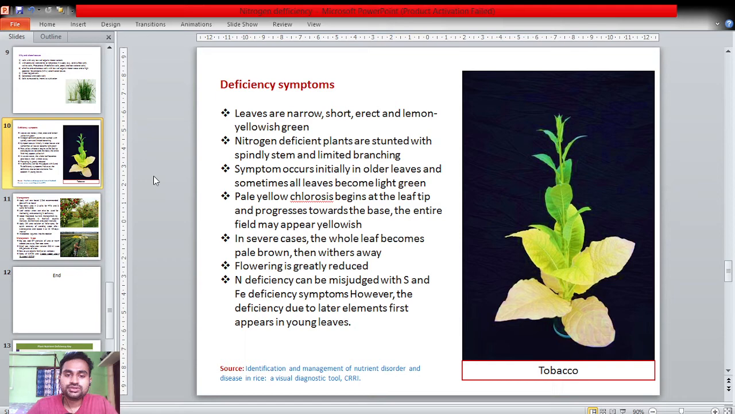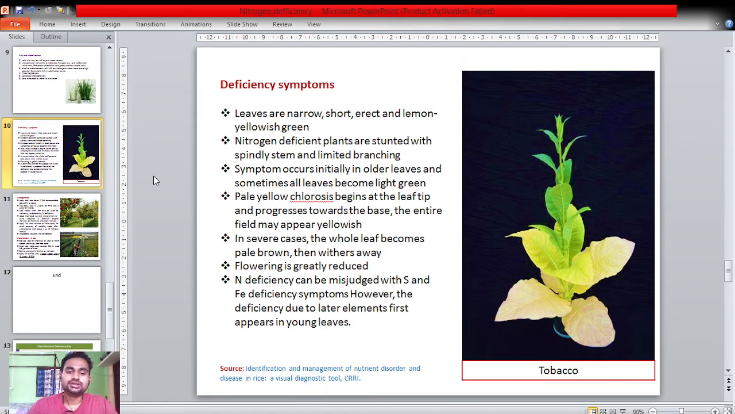The symptom generally occurs in the older leaves, and sometimes all the leaves become light green. That means in high severe condition of nitrogen deficiency, all the leaves become light green in color. Chlorosis begins at the tip of the leaf and progresses toward the base. We have seen the V-shape yellowing, progressing from the tip to the base of the leaf. In severe cases, the whole leaf becomes pale brown, then withers away.